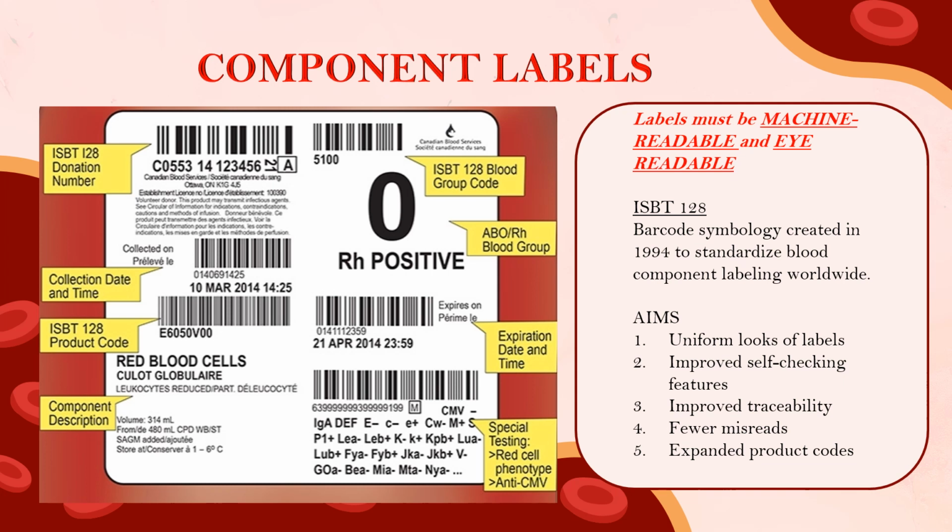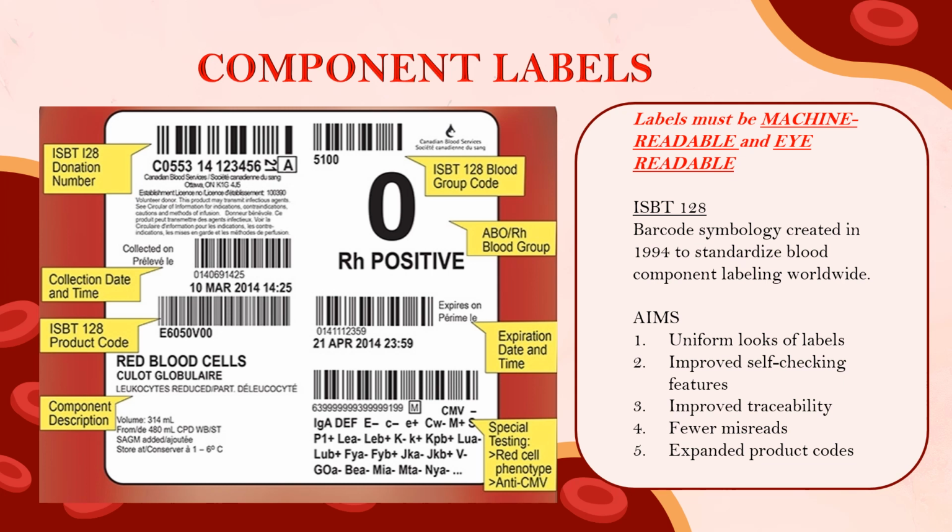Okay, moving on. In a typical blood bag component unit, these are the primary and basic labels or markings that we have. We have here the ABO/Rh blood group, in this particular example, group O, Rh positive. You also have the expiration date, special testing, component description, and the collection date and time. At the upper portion we have both the ISBT donation number, which is comprised of 14 different characters, and the ISBT blood group code.